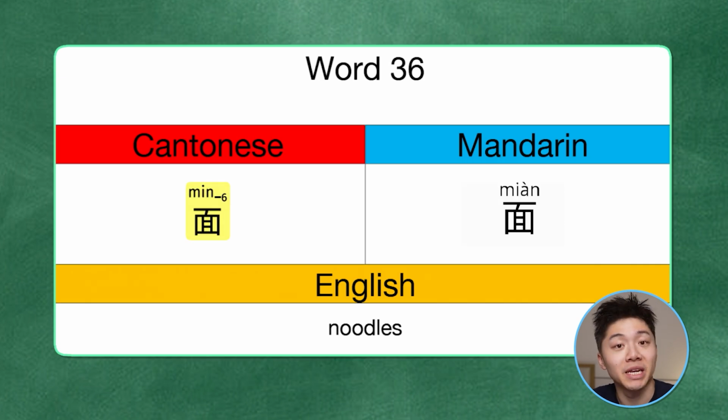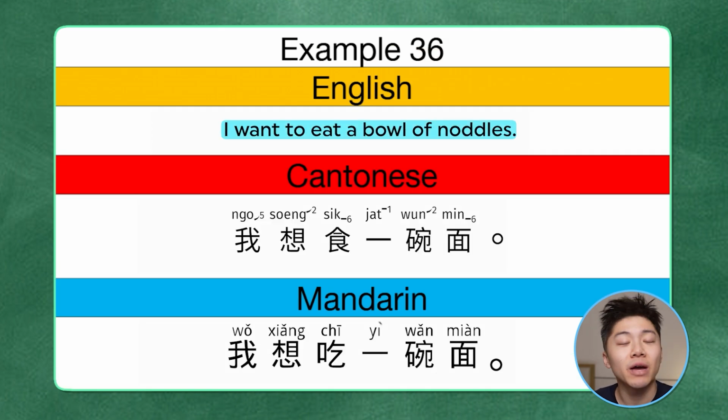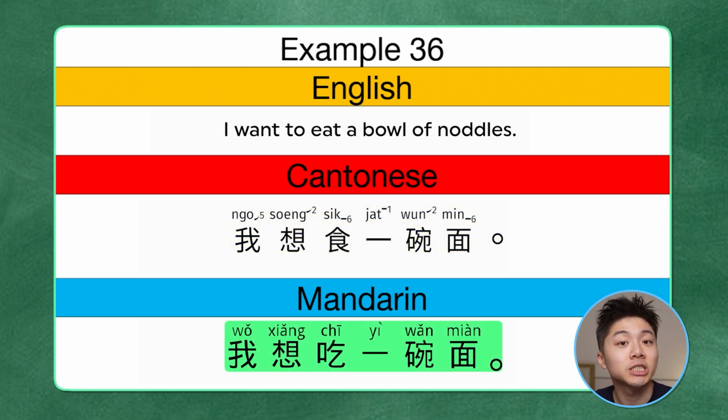Next word is 面, which means noodles. In Mandarin, we say 面. For example, I want a bowl of noodles. In Cantonese, 我想食一碗面. In Mandarin, 我想吃一碗面.